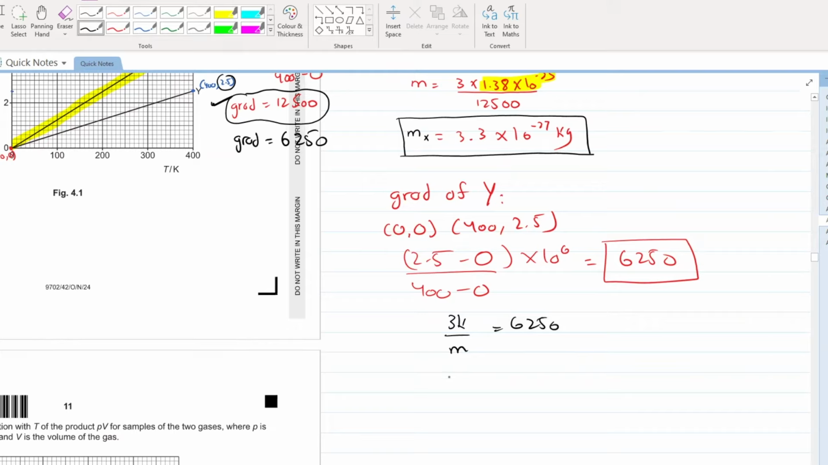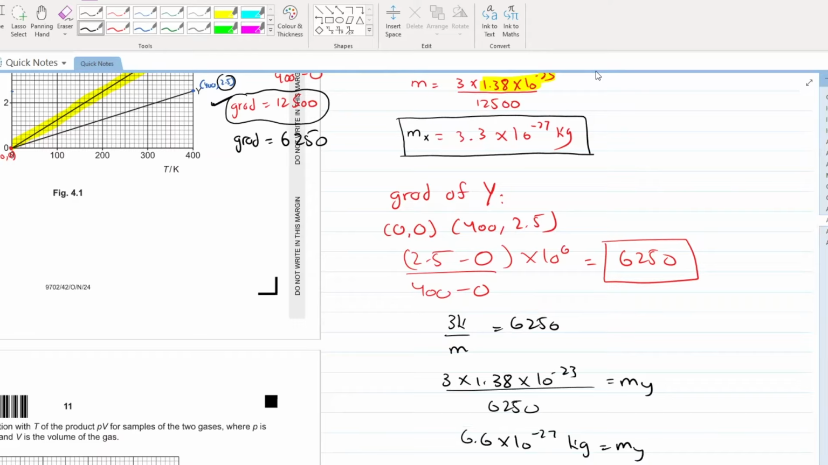Can you calculate the mass of the molecule? Yes, sir. 3 into 1.38 into 10 raised to the power of minus 23 divided by 6250 is the mass of molecule Y. Can any geniuses put this in the calculator and tell me the answer? The mass of one molecule of Y is 6.6 into 10 raised to the power of minus 27 kg.